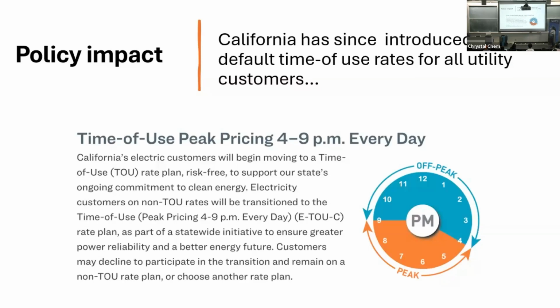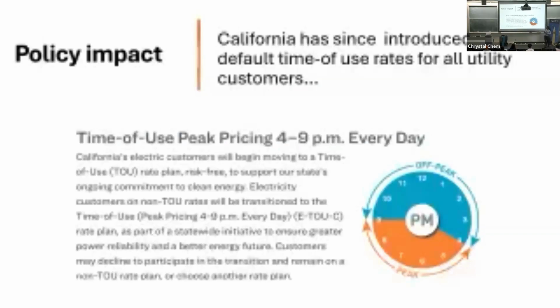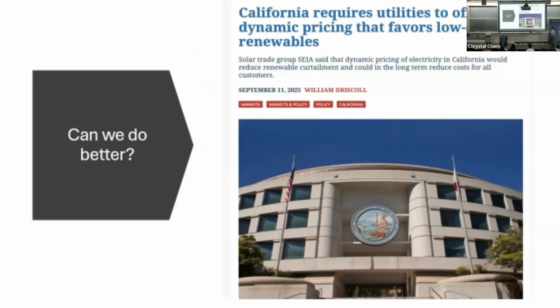And a few years later, California, I'm not sure how many people know that they're on some sort of time of use pricing. California moved towards a default design, where customers are defaulted into a time of use program where 4 to 9 p.m. every day, when the sun goes down, the price is higher, shifting some of the demand to hours of the day where it's cheaper to make demand with the solar.